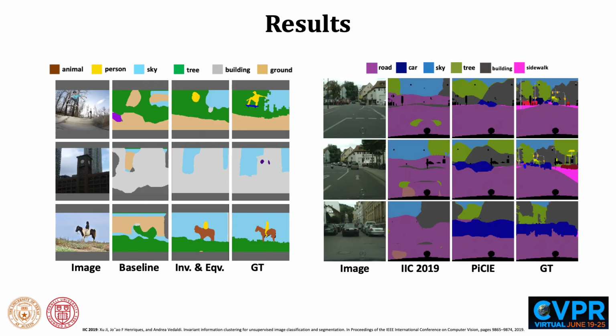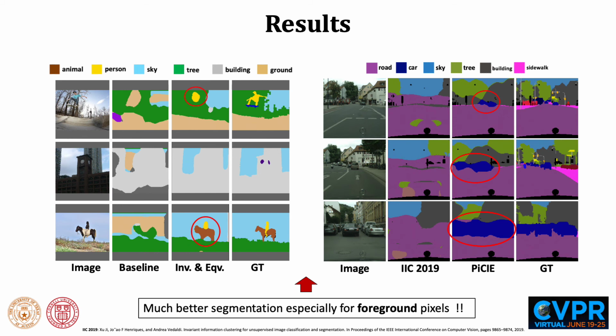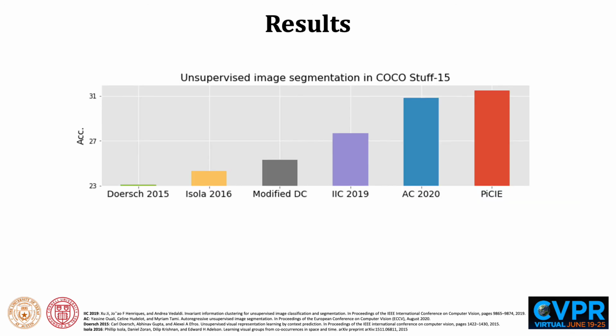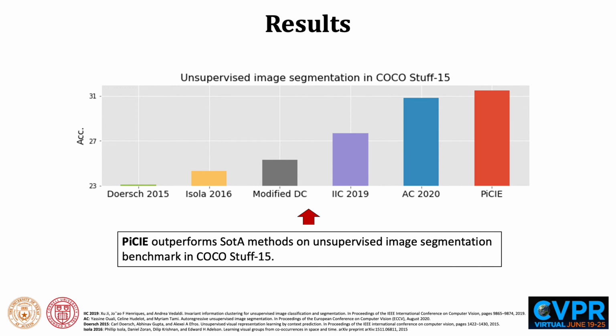Here we show some qualitative results on COCO and Cityscapes. As you can see, PiCIE dramatically improves segmentation especially for foreground pixels compared to both the baseline, which is a modified Deep Cluster, and the state-of-the-art. And here are some quantitative results on COCO-Stuff 15, a popular unsupervised image segmentation benchmark. We find that PiCIE outperforms the state-of-the-art numbers.